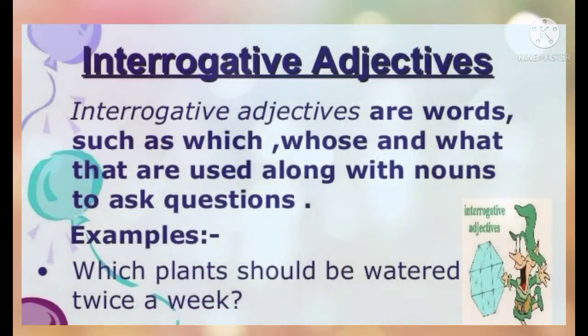Now, the eighth adjective is interrogative adjectives. Interrogative adjectives are words such as which, whose, and what that are used along with nouns to ask questions. For example, which plants should be watered twice a day?